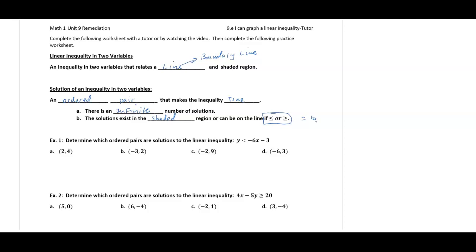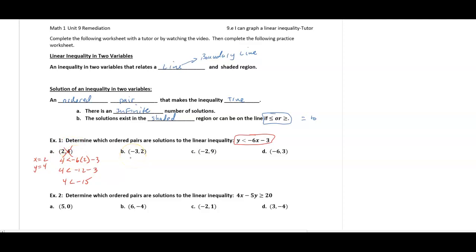So the first part they want us to do here is determine which ordered pairs are solutions to the linear inequality. All we're going to do is take each ordered pair. So the value of x here is 2, the value of y is 4, and we're going to substitute them into the inequality, and check for a true statement. So I'm going to replace y with 4. Is that less than negative 6 times 2 minus 3? Well, is 4 less than negative 12 minus 3, which is negative 15? Is that true or false? That is a false statement, therefore that's not a solution.